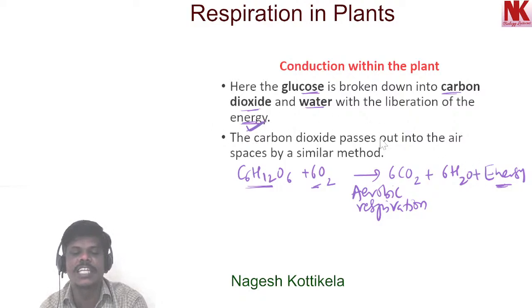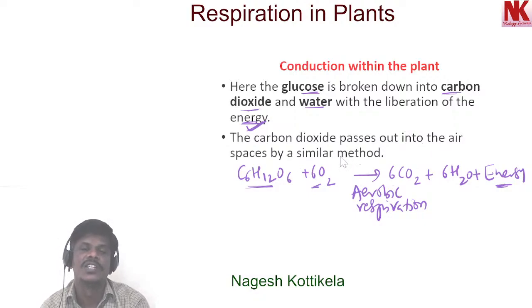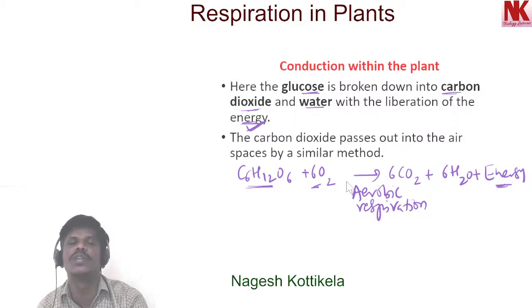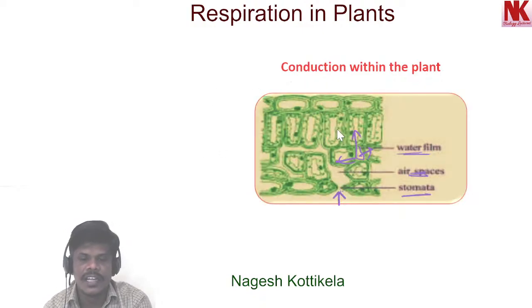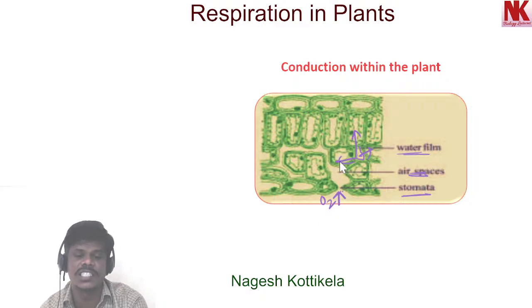The carbon dioxide passes out into the air spaces by a similar method. The carbon dioxide which is released during the aerobic respiration process inside the cell is passing by the same mechanism into the air space, so that from there it can go into the air through the stomatal pores. If you look here, this is the passage, let's suppose oxygen is entering like this. Now once the oxygen is utilized inside the cell, the carbon dioxide will come out.